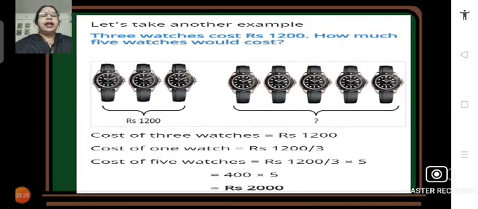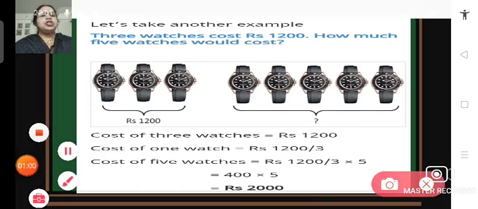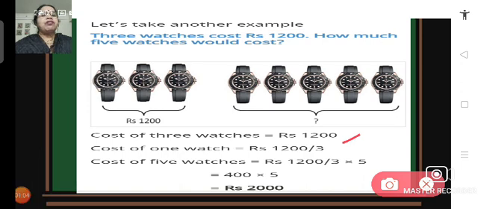Let's have a look at another example. 3 watches cost rupees 1200. How much would 5 watches cost? So here 3 watches cost rupees 1200. So what will be the cost of 5 watches? So how do we find out? We first find out the cost of one watch. The cost of 3 watches is given. We find the cost of one watch.